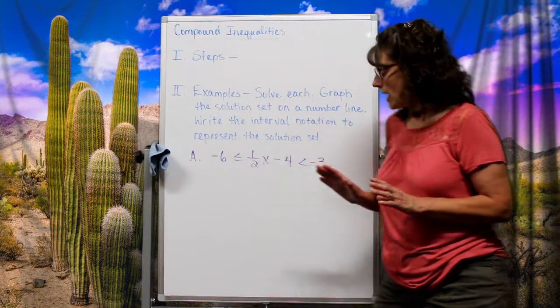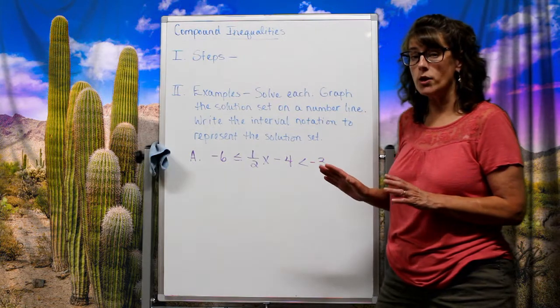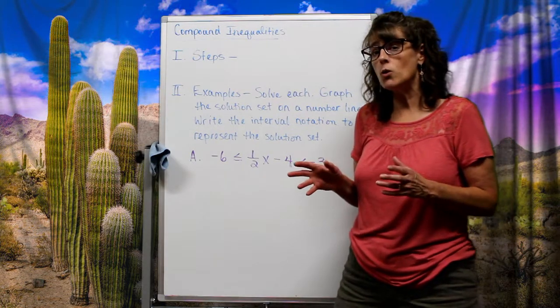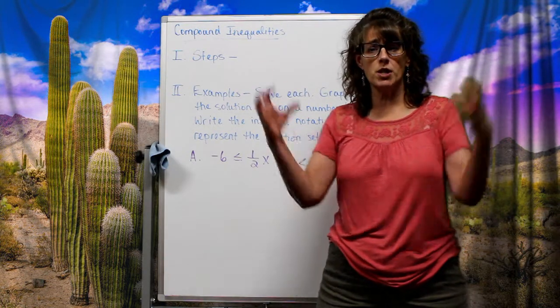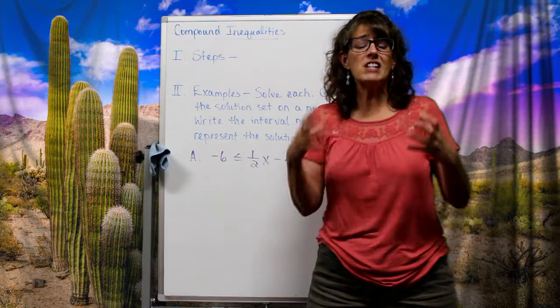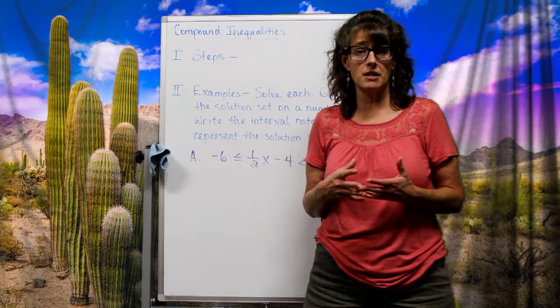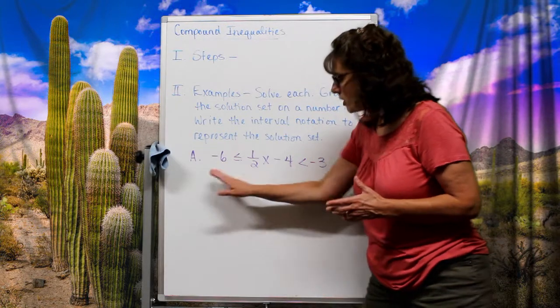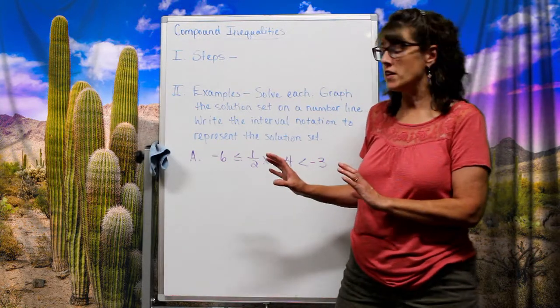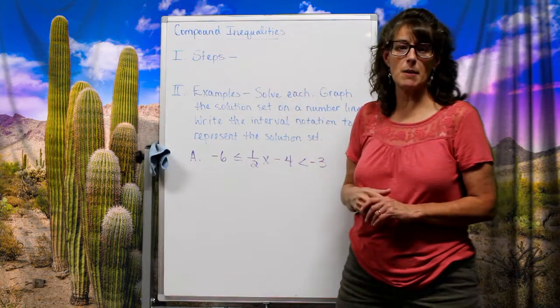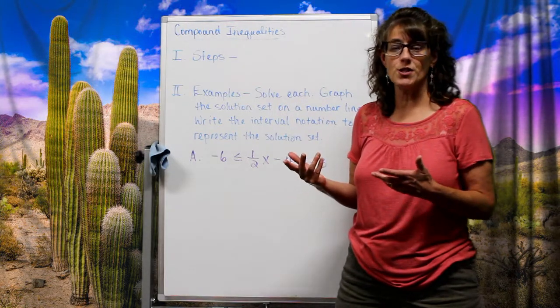A compound inequality really is just two inequalities smushed together. That's all it is. And that's why compound inequalities really are not as complicated as they seem. So let's take a look at this compound inequality. We're going to solve it, and then we're going to go back and fill in these steps, because solving it will make total sense for the steps.